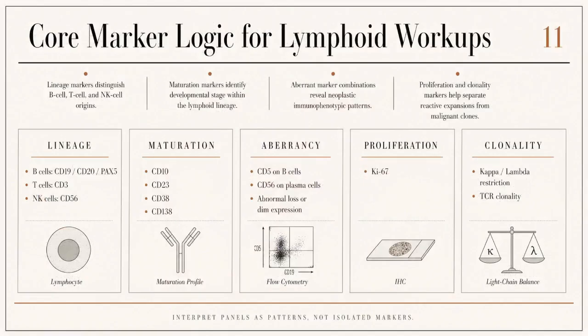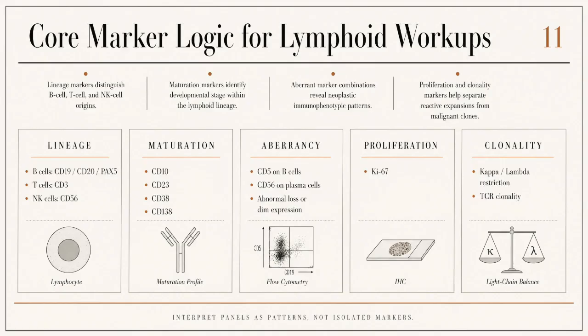As we transition into the core marker logic for lymphoid workups, it is essential to appreciate how immunophenotyping serves as the cornerstone for diagnosing mature lymphoid neoplasms. In histotechnology and pathology, the integration of morphology with immunophenotypic data is critical for accurate classification, prognostication, and ultimately guiding patient management. This slide introduces the fundamental categories of immunohistochemical and flow cytometric markers that form the backbone of lymphoid neoplasm evaluation, emphasizing their practical application in the laboratory workflow.